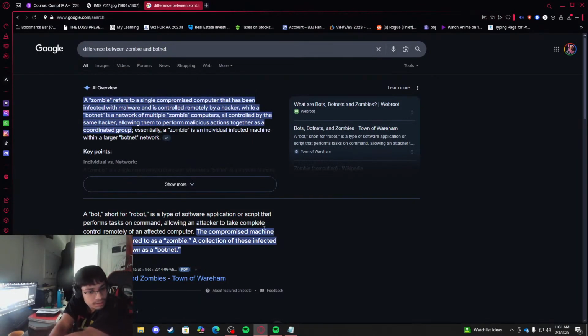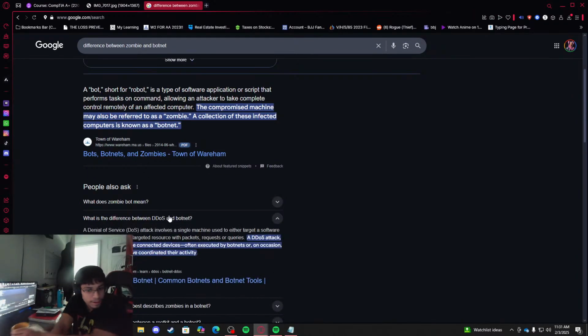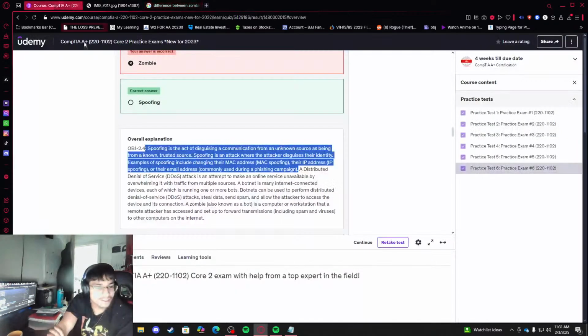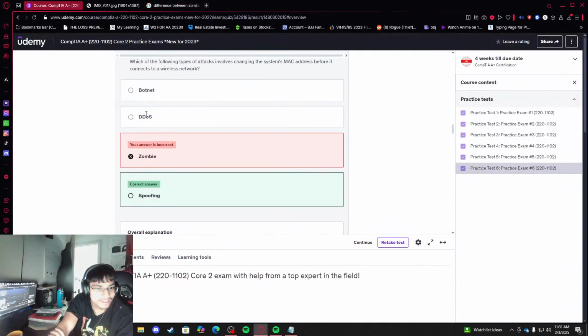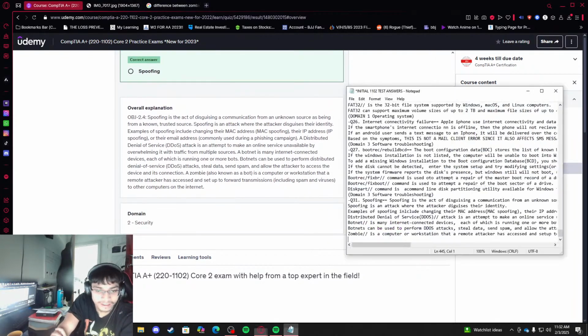Converse machine. Okay, so they're basically the same thing. So this is just a specific attack from a botnet, or just bots that could do anything basically, steal stuff, get viruses, and overwhelm networks. So botnets can use DDoS. Zombie is just a singular version of a botnet. Spoofing is changing the MAC address before it connects to wireless networks, disguising itself. Okay, that makes sense.